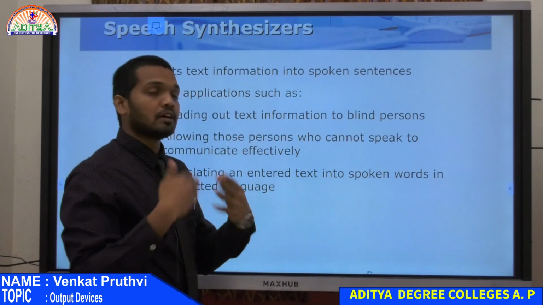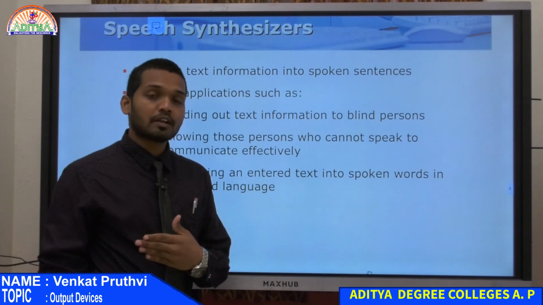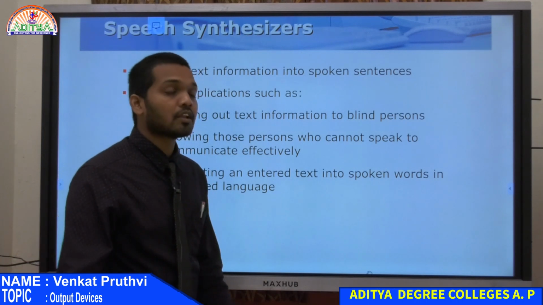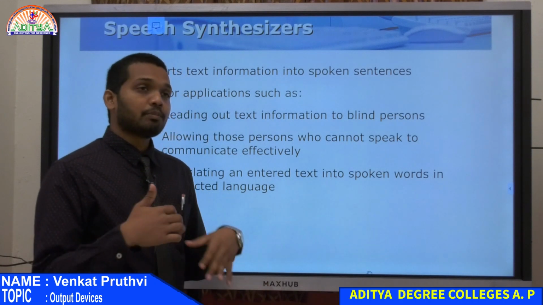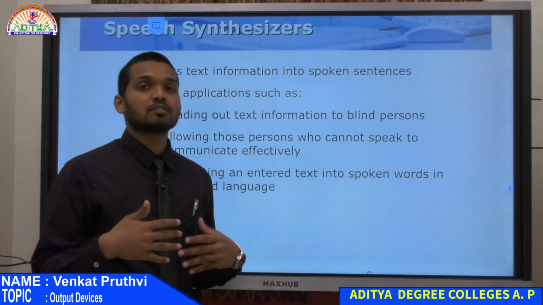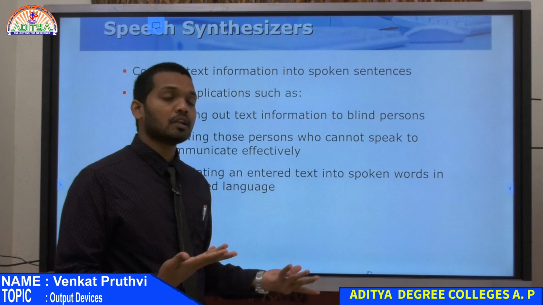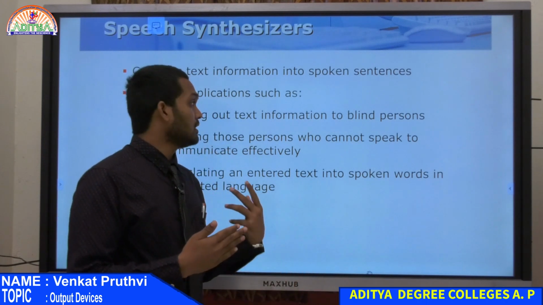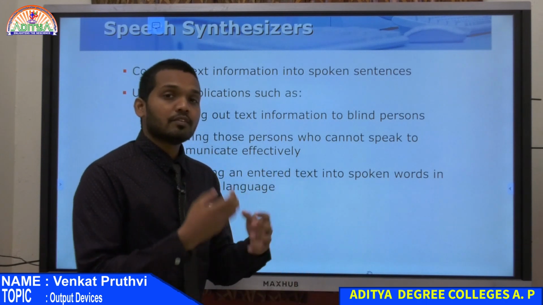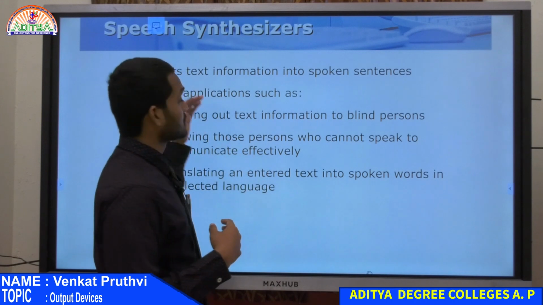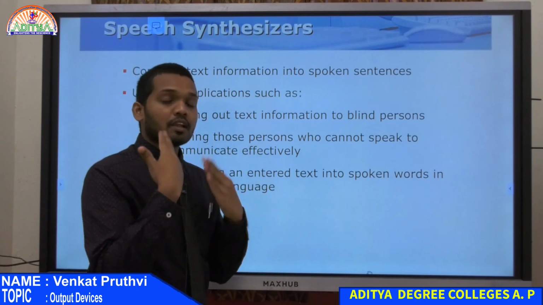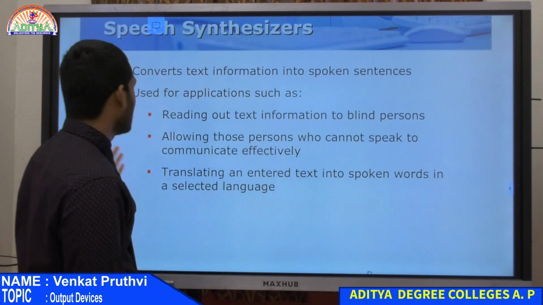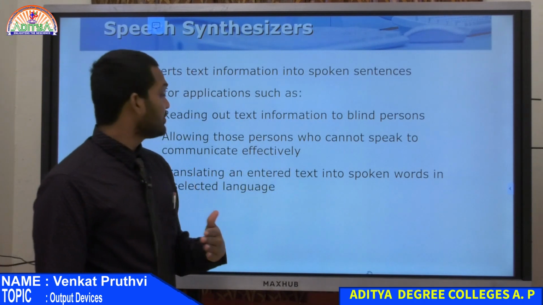Generally in your Acrobat reader or your PDF reader, you have this feature called read out loud. So what does it do? People who cannot read, or people who want to listen instead of reading the document, can turn on this feature, and the computer itself, with the help of this speech synthesizer, will give you an output. Whatever text is there, it will read out and give the same output to the user in the form of audio.